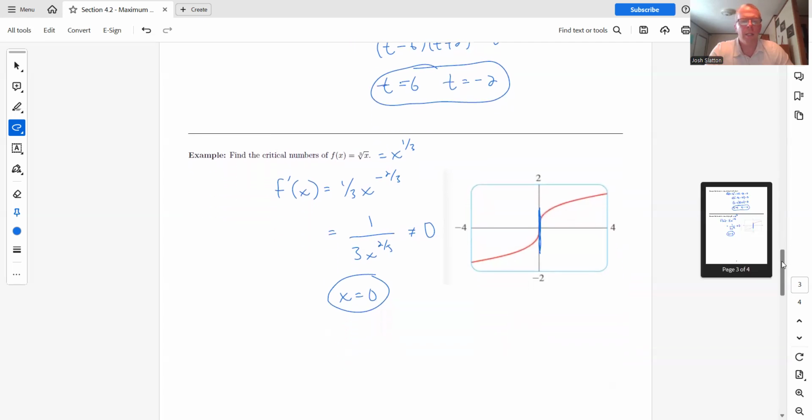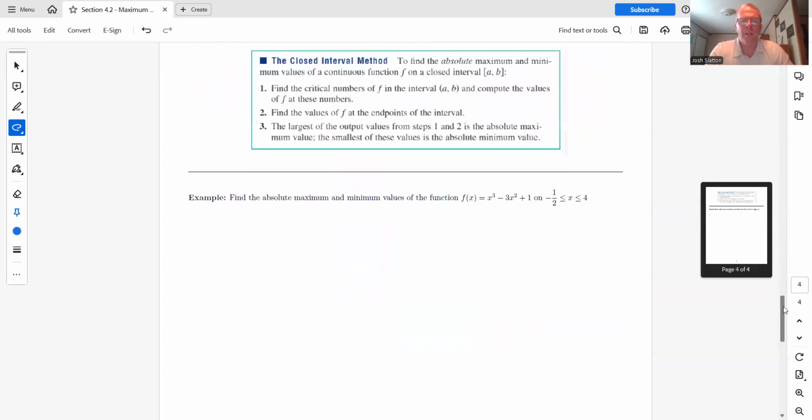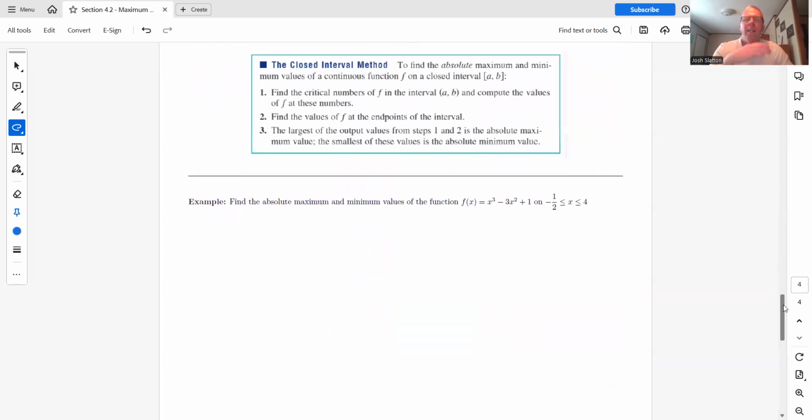All right, and then the last thing that we're going to look at, the closed interval method to find the absolute max and min of a continuous function on a closed interval. So we find all the critical numbers in the open interval between a and b, which is doing the same thing we did in the last two examples. And then find the values of f at the endpoints, and then we can get the max and the min from that. So let's take the derivative of this.